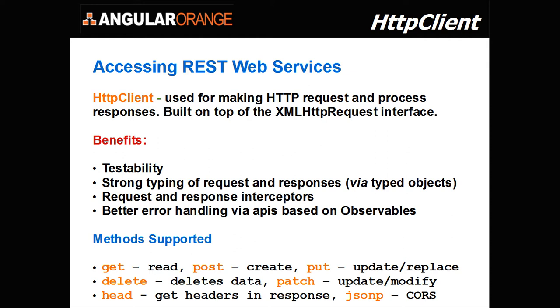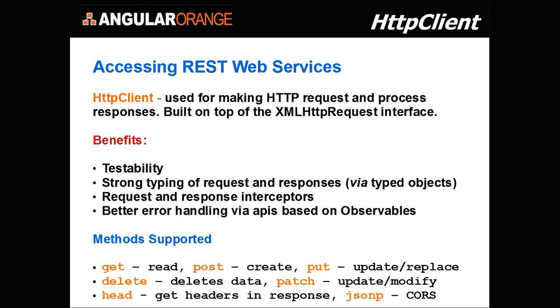on observables. And the methods supported are get for doing a read, an HTTP post for doing a create. And when I say read and create, I'm talking about read a JSON object, create a JSON object. The put does an update and replace of JSON data. And you could delete data using the delete, and you could patch, do an update and modify. And you can also get the headers in the response using the interface.